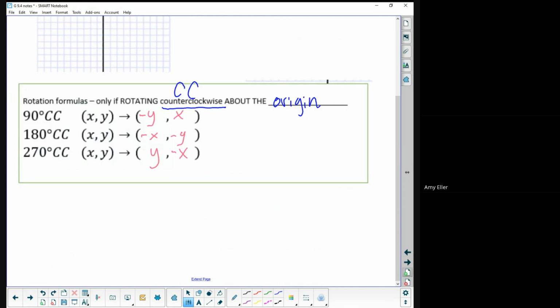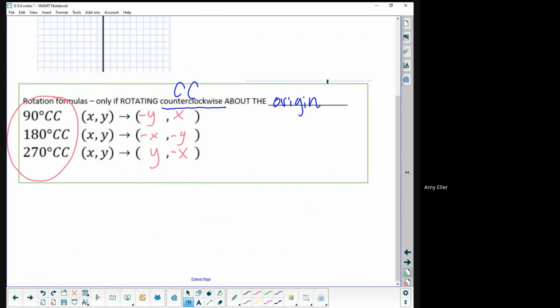Okay, one more thing before we do that. You'll notice all of these formulas are in counterclockwise. So what happens if a quiz or homework tells us to rotate clockwise? It's like the same thing. Can you expand on that? On this paper, what happens if you turned the paper 180 degrees counterclockwise? It's the same. Like clockwise, it's the same as 270 degrees.